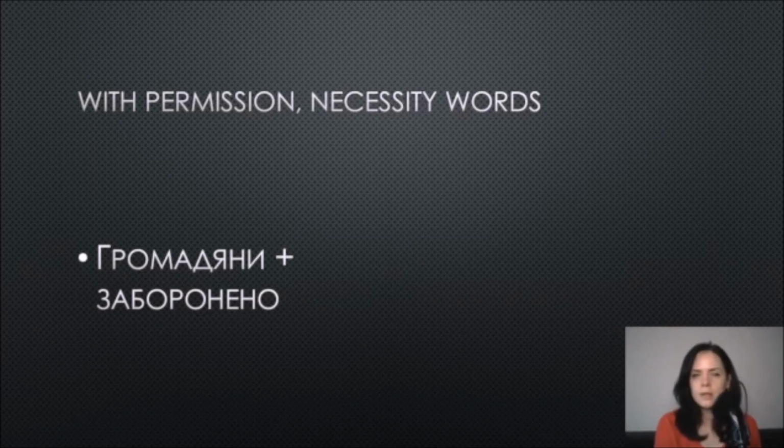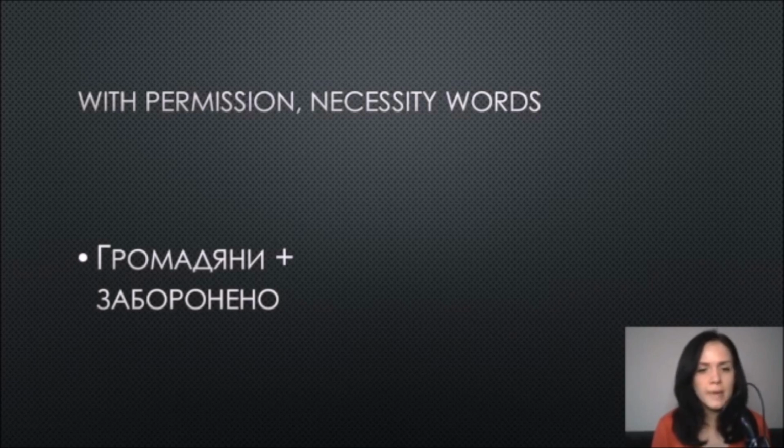Next. Also, in Ukrainian, we have some permission or necessity words, such as заборонено, forbidden, or можна, may, or дозволено, allowed, or не дозволено, not allowed, things like that. And the object of these words is going to be in dative case as well.